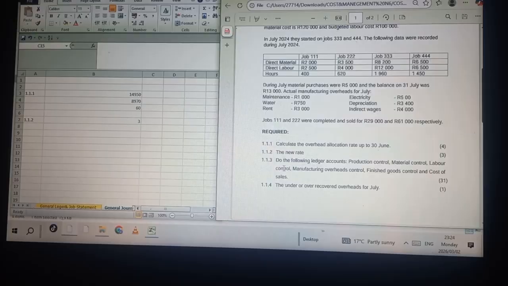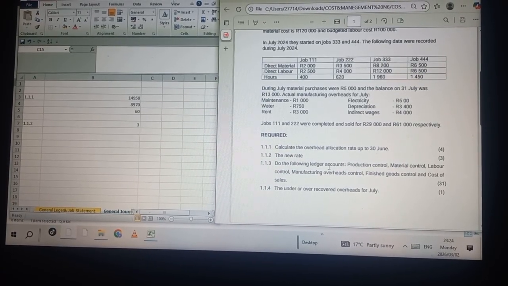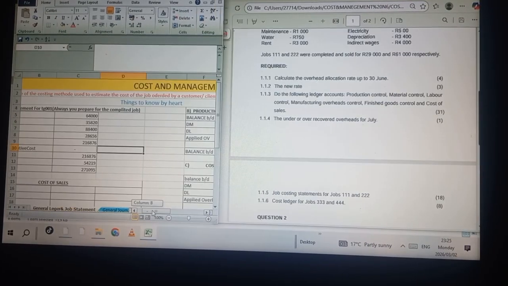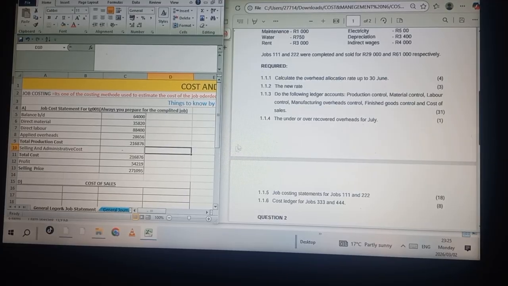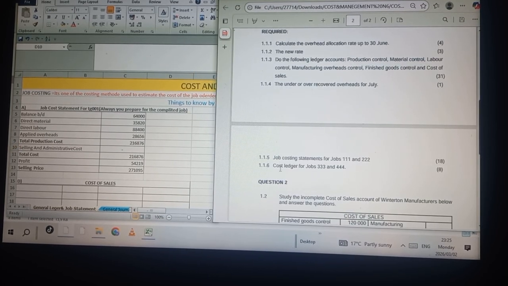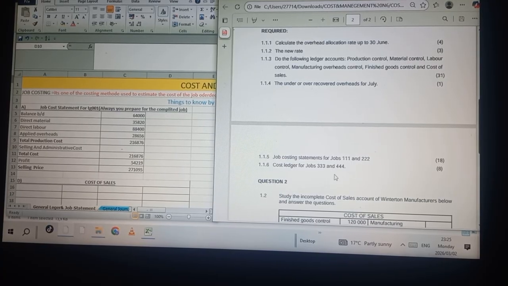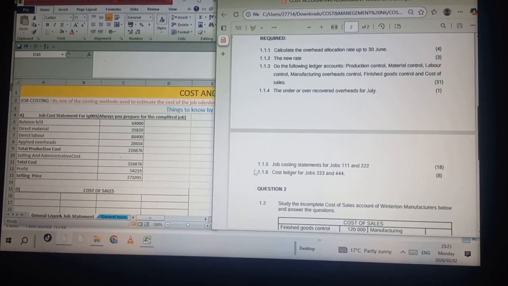1.1.3 says we should do the following ledger accounts. Now it's all about ledger accounts. We should prepare production control, manufacturing control, labor control. When I was introducing job costing, I did tell you guys you should check if they request for you to prepare a job cost statement first, because if they did, it makes our work easy if we start by preparing the job cost statement. 1.1.5 says you should prepare job cost statement for both jobs that were completed. Let's start by 1.1.5.